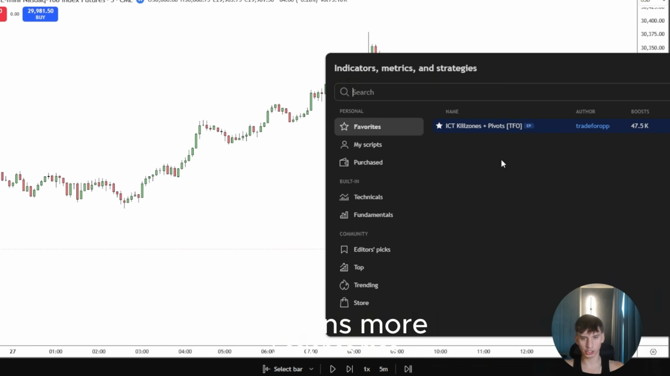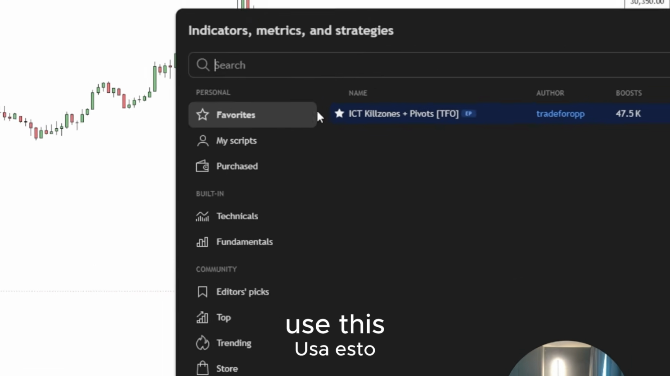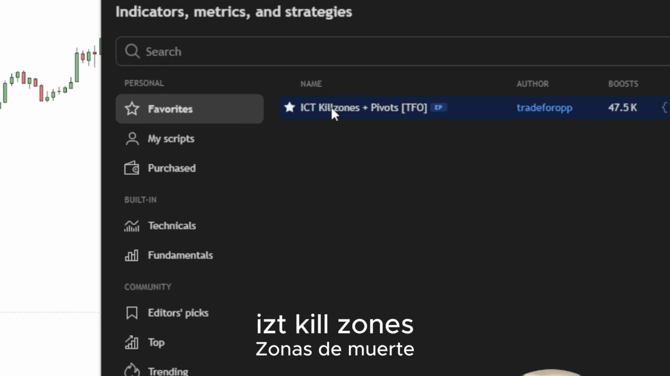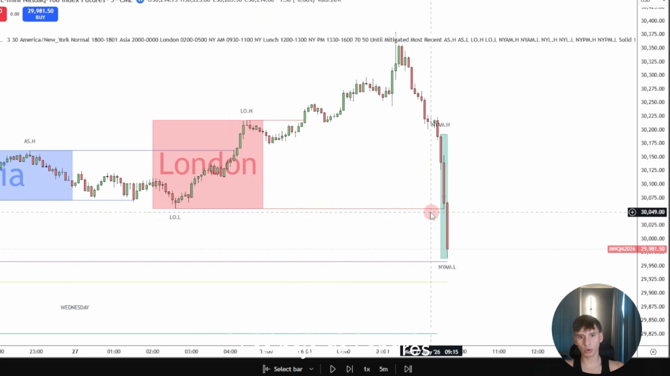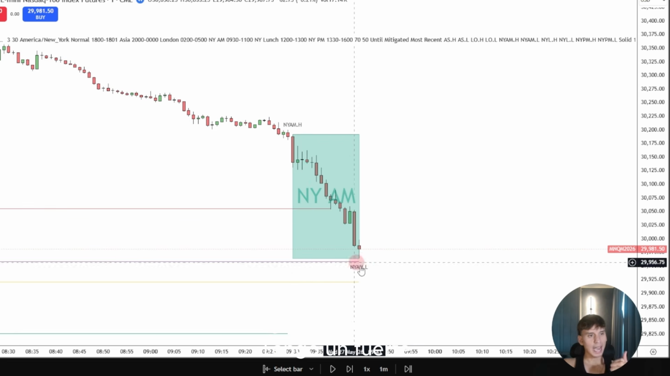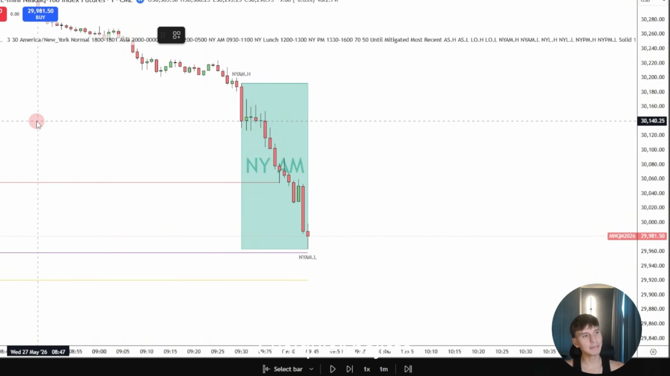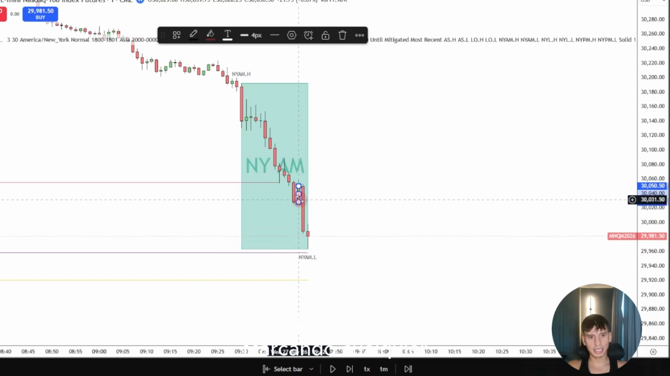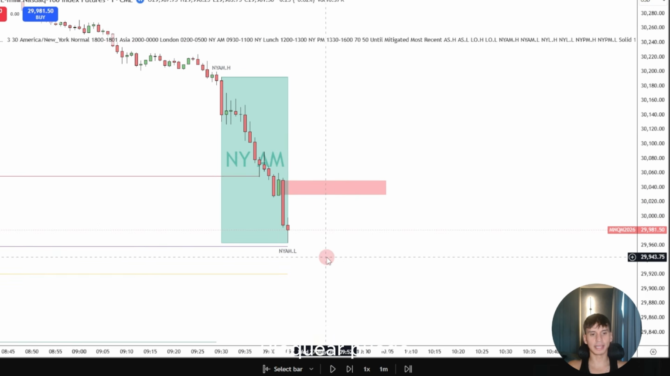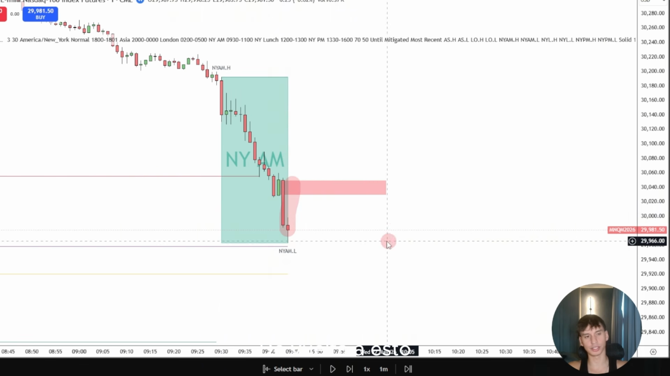If you want to find your sessions more accurately, you can use this indicator on TradingView, IZT kill zones. And we can see here that London low did in fact get swept. So now I have a strong bullish bias. What I'm doing now essentially is marking out any bearish order block. Why? Because I want to see a bullish breaker happen. And in order for a bullish breaker to happen, we need to see a bearish order block get inverse. So I start marking out any bearish order block I can and wait to see how price is going to react when we retrace back into this zone.